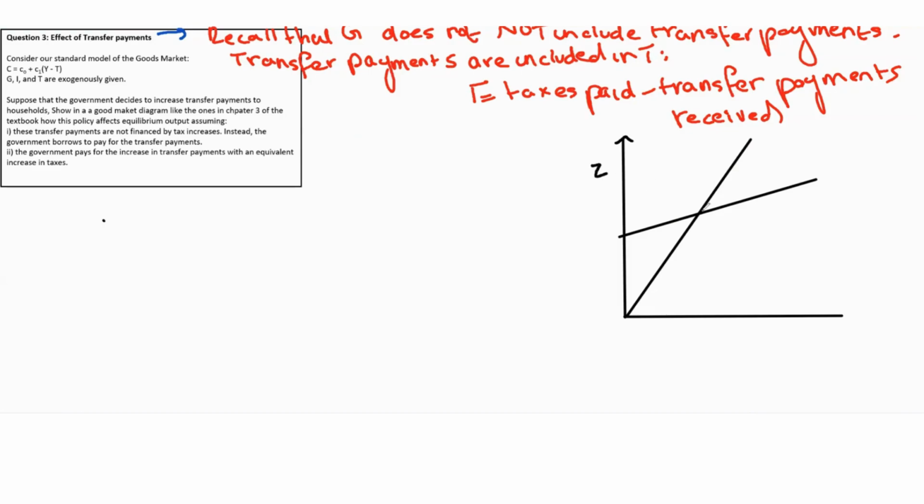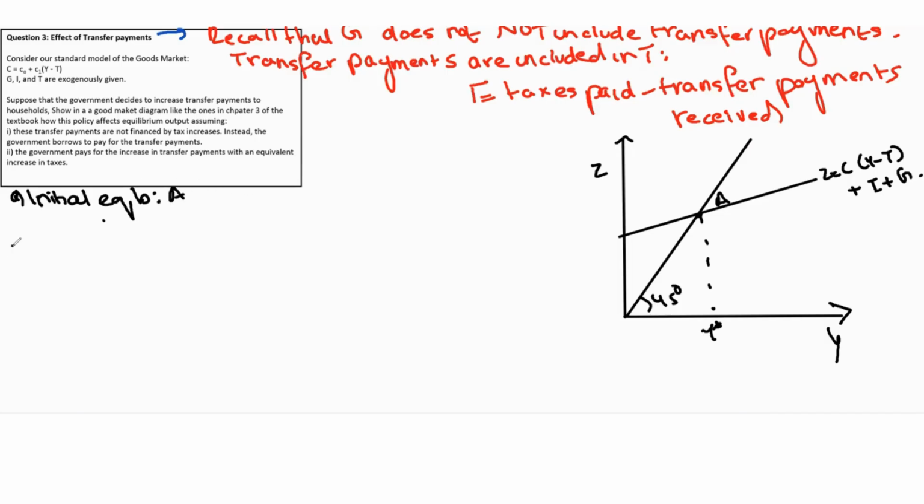On the horizontal axis, we have Y, and on the vertical axis, we have our demand for goods. This is our 45-degree line, and this is Z equal to C plus I plus G. We know C is a function of Y minus T, disposable income. And this is point A, our initial equilibrium. Equilibrium output is Y star. Like we said, in part A, the initial equilibrium is going to be A.